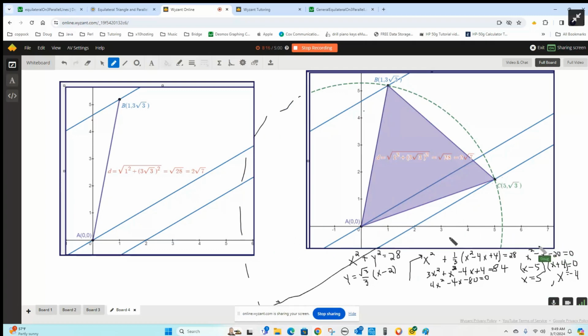But if you plug 5 in for x into this equation right here, 5 minus 2 is 3. 3 times radical 3 over 3 is radical 3. And you could calculate the distance from here to here, and I'll bet it's 2 radical 7. Because it's the square root of 5 squared, 25, plus radical 3 squared, square root of 28, 2 radical 7. And you could also do this distance right here. Find out that it is also 2 radical 7. Okay, there you go.